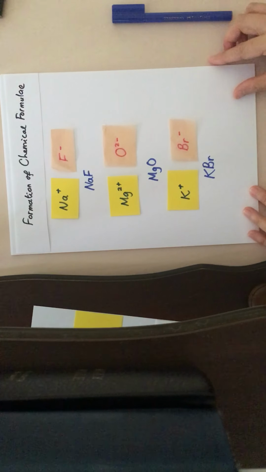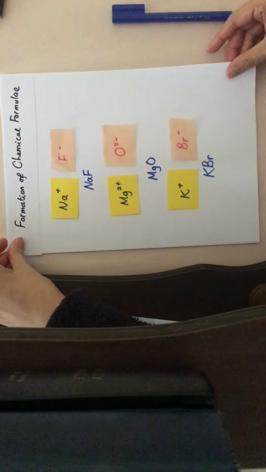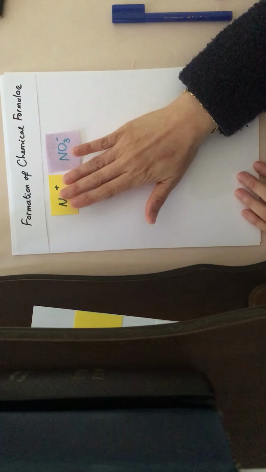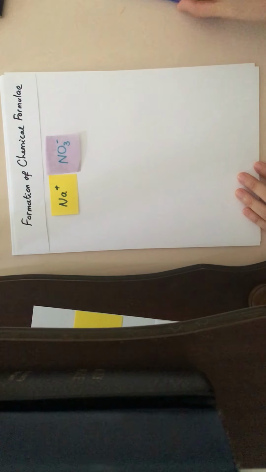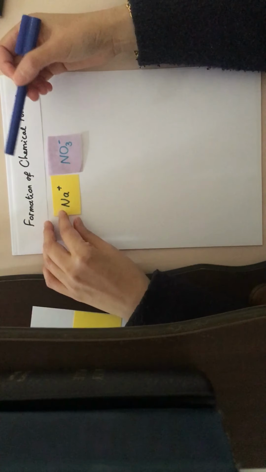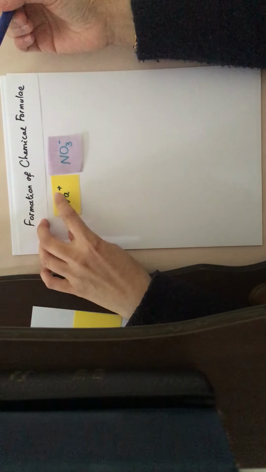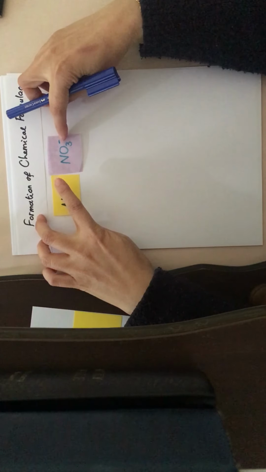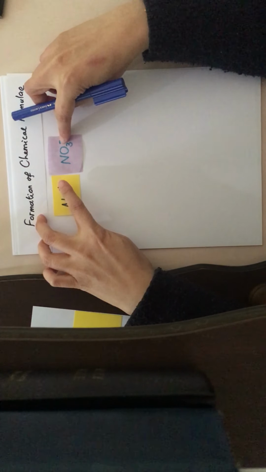Next I'm going to show you how you should write down the chemical formula for polyatomic ions. A combination of polyatomic ions that start from the same charge number: sodium and nitrate. Again, the charge number is found on the top right corner: positive 1, or 1 positive, and on the top right corner we have 1 negative.